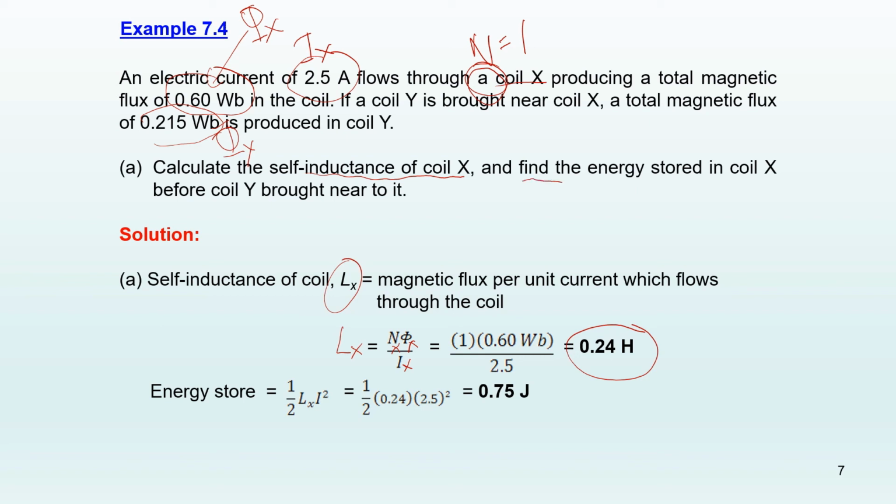Okay, then find the energy stored in coil X before coil Y brought near to it. Alright, so dia nak tahu energy stored in that inductor lah. So half Lx I square. So Lx daripada atas, current dia dah bagi dah Ix ni yang kita cari ni, yang kita ambil daripada soalan. So you will get 0.75 joule.